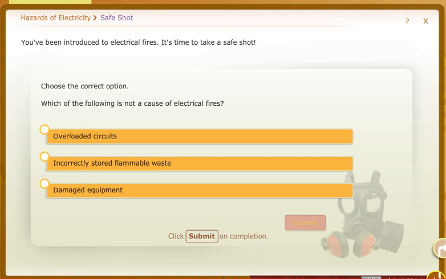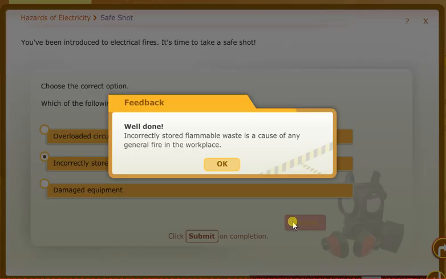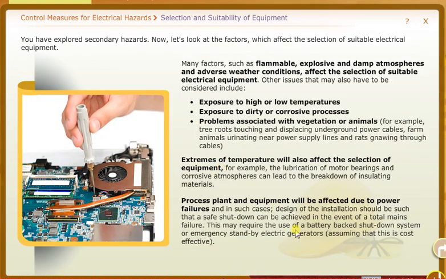You've been introduced to electrical fires. It's time to take a safe shot. Choose the correct option. Which of the following is not a cause of electrical fires? Well done. You have explored secondary hazards.